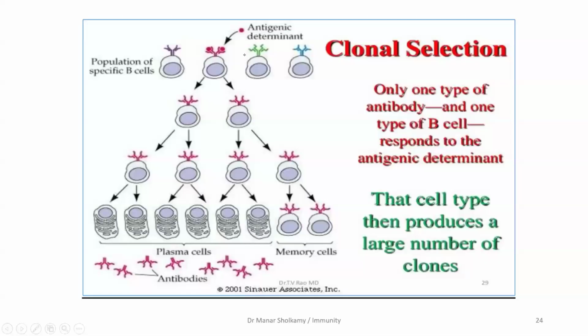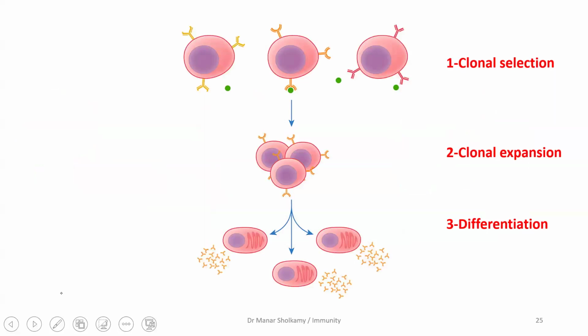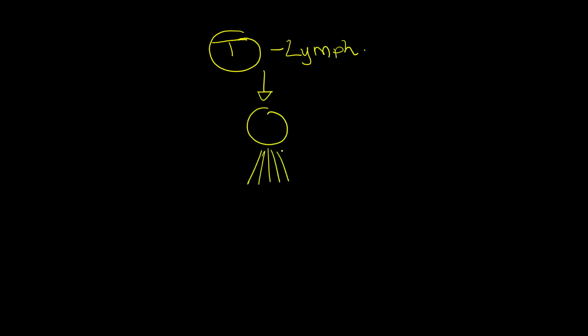Now the T lymphocyte. Again, the T lymphocyte will go through the same process. If it is activated, then I will choose only one T lymphocyte that has a complementary receptor. This is clonal selection. And then I will select one, and this is going to keep on dividing so that I have many of them by mitosis. And then the T lymphocyte will differentiate.